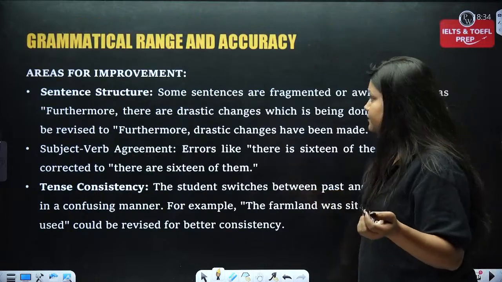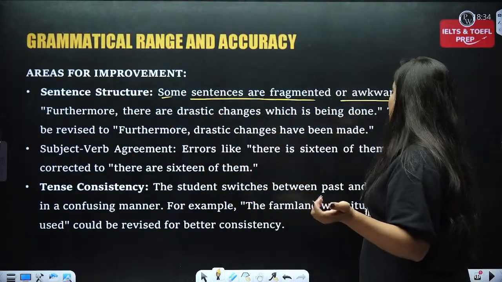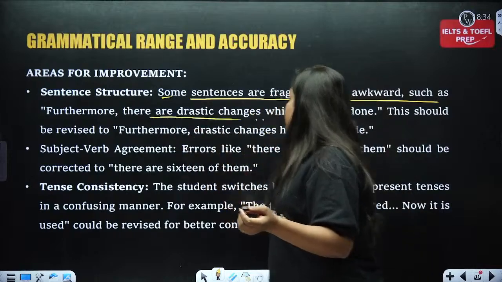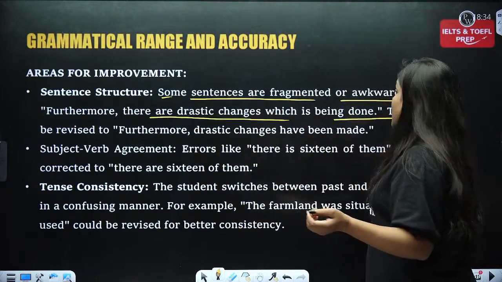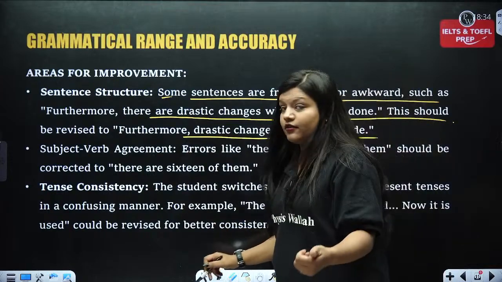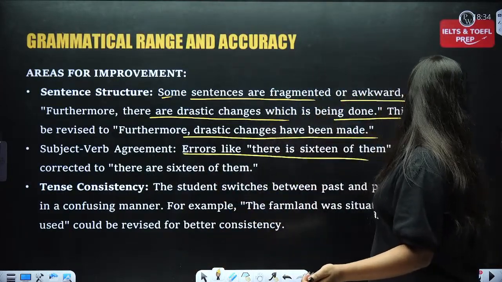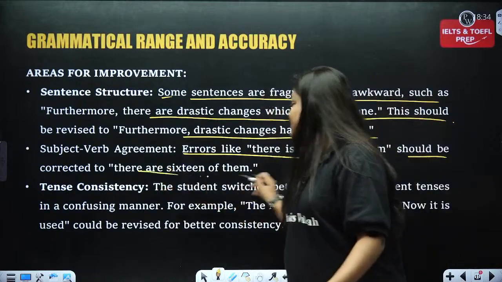Got it? Sentence structure. Some sentence structures are fragmented or awkward, such as "furthermore, there are drastic changes which is being done." They should be revised to "furthermore, drastic changes have been made." It's not "done", it's "been made". Errors like "there is 16 of them" should be "there are 16 of them".